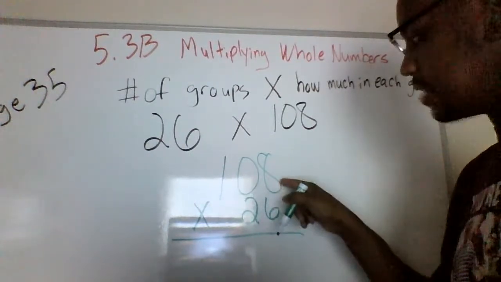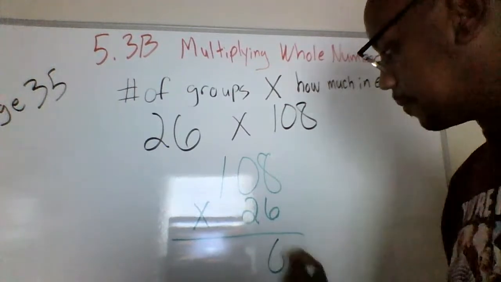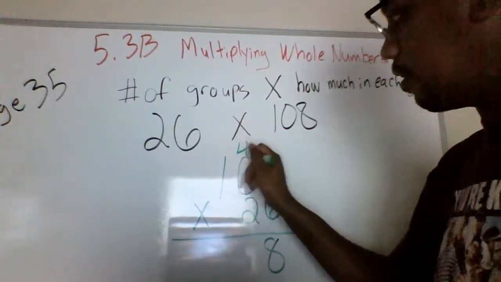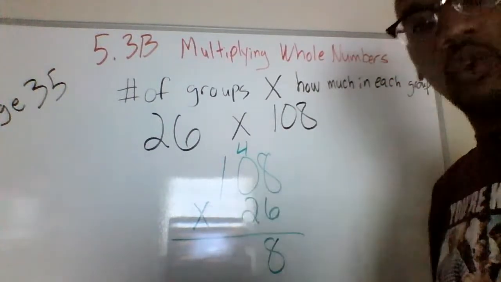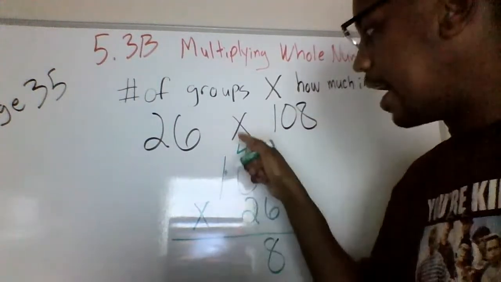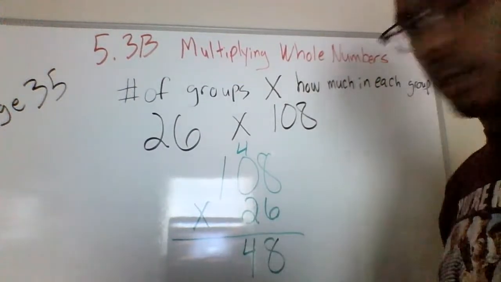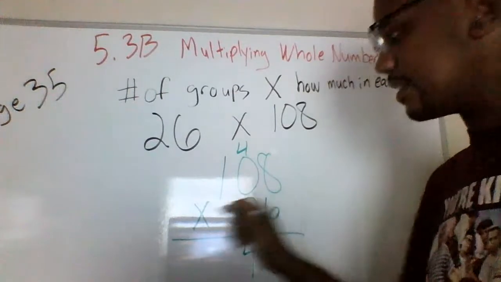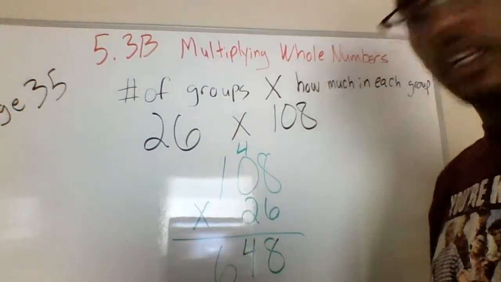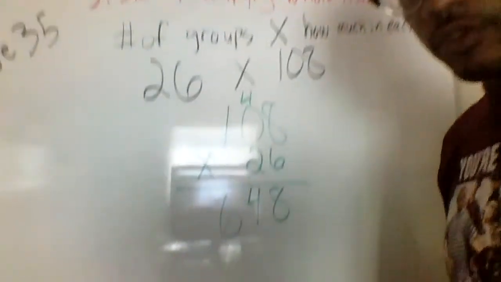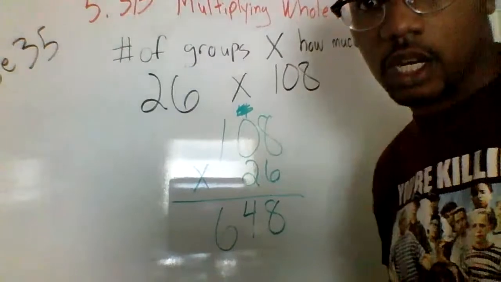6 times 8 is 48. So I put the 8, carry the 4. 6 times 0 is 0, but I add this 4 at the top. So that's 4. And 6 times 1 is 6. So the first row is 648. All right. Now I cross.